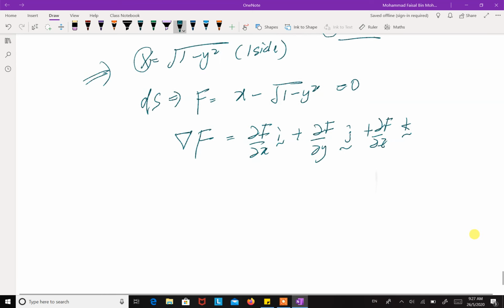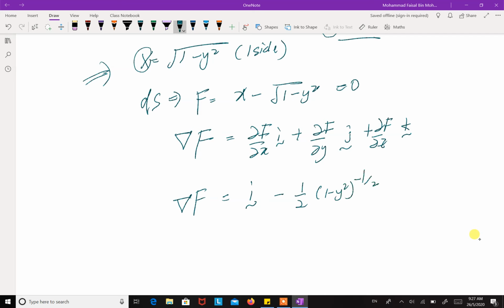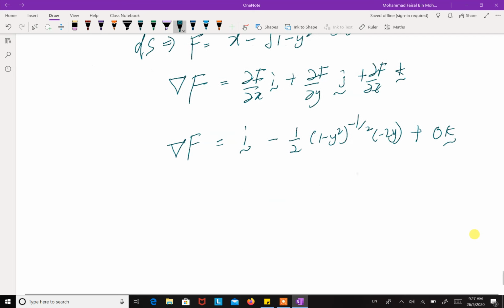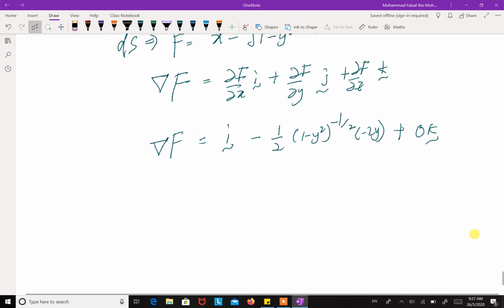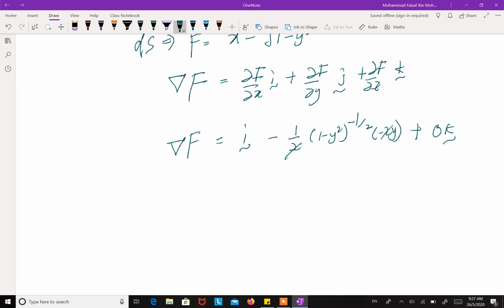Okay, so del f will be, differentiate f function of x will be 1, because del y will be 0, and del x will be 1. Then this will be minus half 1 minus y squared to the negative half, differentiate inside with respect to y, negative 2y, plus del f del z, no z here, so 0. Okay, so this can be cancelled, negative will be positive.